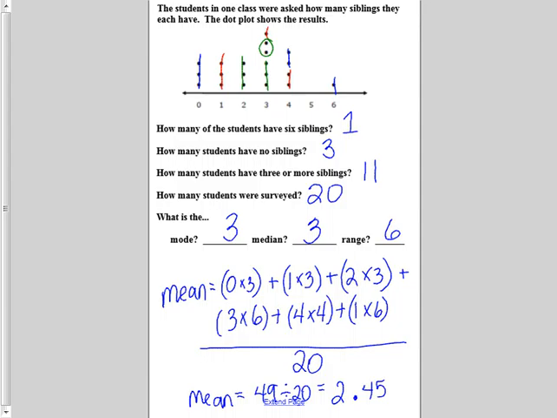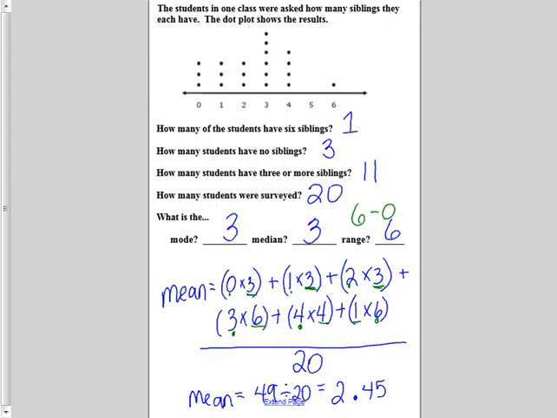My range is 6, and I got that by doing 6 minus 0. For the mean of this one, it's really important to recognize how many times each number of siblings has to be represented. There were 3 students who have 0 siblings. There were 3 students who have 1 sibling. 3 students who each have 2 siblings. 6 students who have 3 siblings each. 4 students who each have 4 siblings. And 1 student who has 6 siblings.